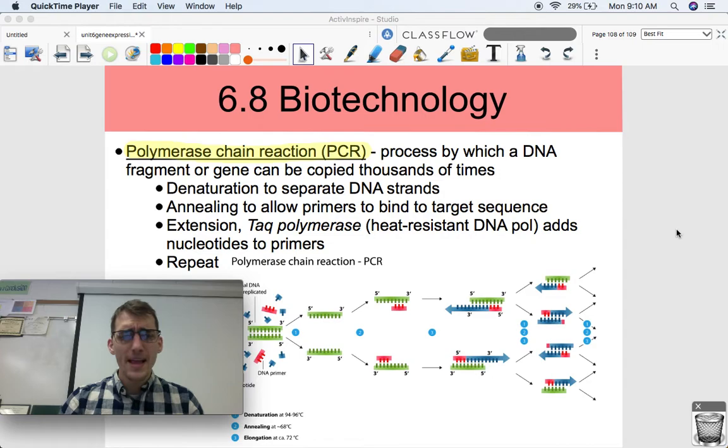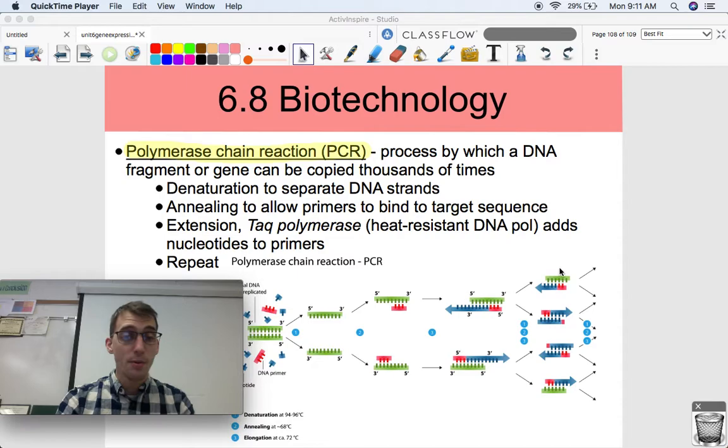So you have to make copies of it a lot of times, and that's what PCR does. By the way, gel electrophoresis has many more applications than just DNA fingerprinting, but that's the most prevalent, I would say, the most well-known. But anyway, PCR is a process by which a DNA fragment or a gene can be copied thousands and thousands of times. So we are manipulating DNA replication here, and we're making it happen really, really fast.